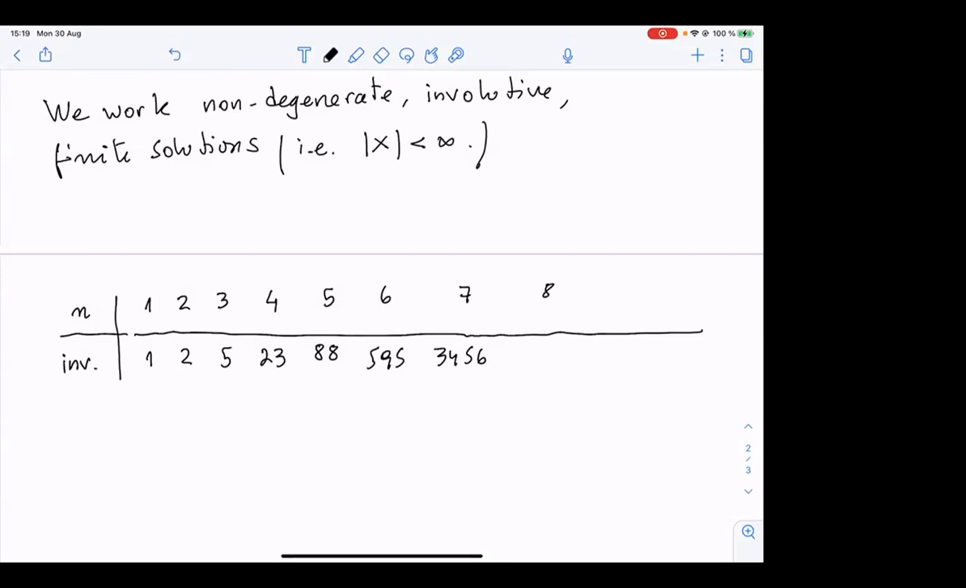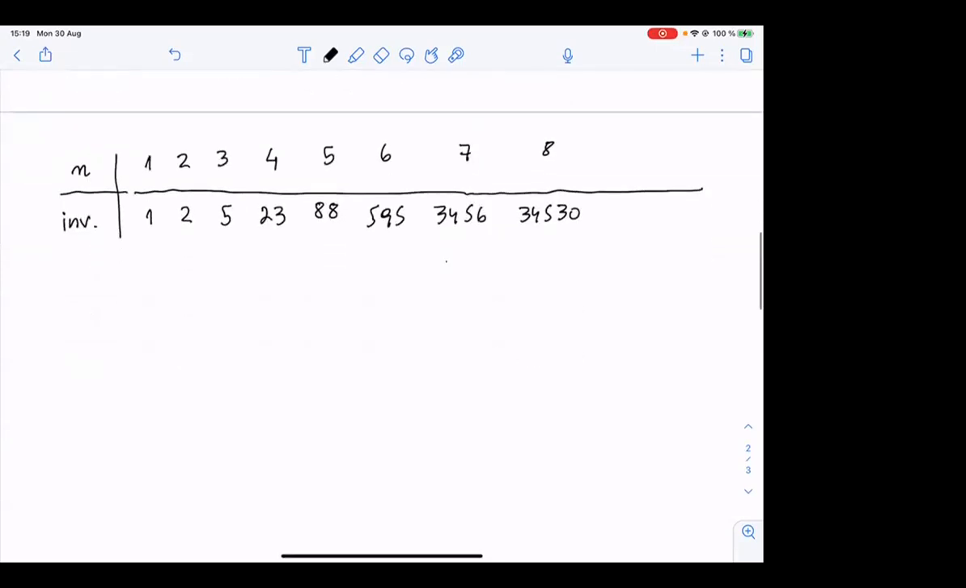Let me see. This is this. And I can do a little bit more, 2 more. So 9 and 10 here. 9 is this big number. And 10 is this one.